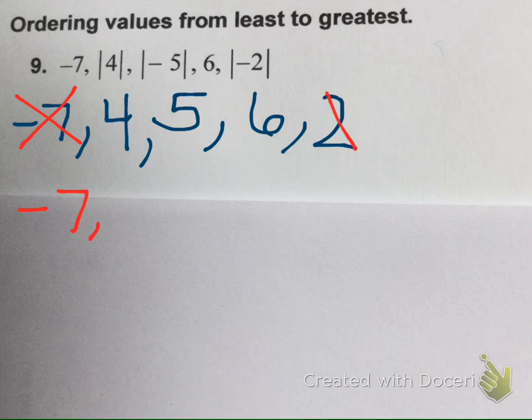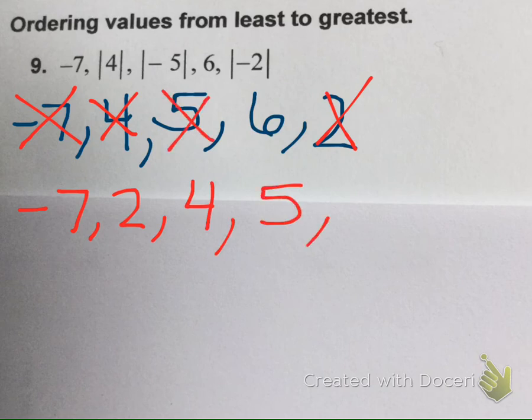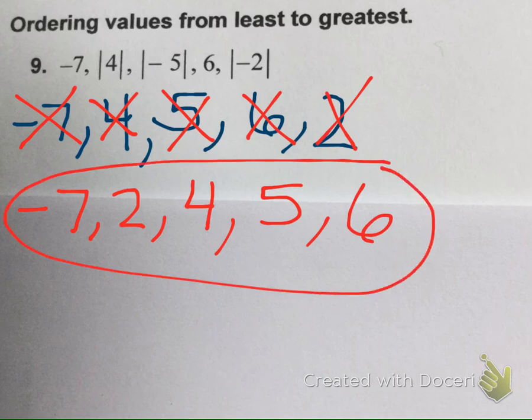The next number would be 2, then 4, then 5, and then 6. By crossing it off, you're less likely to miss a number too. So that would be number 9.